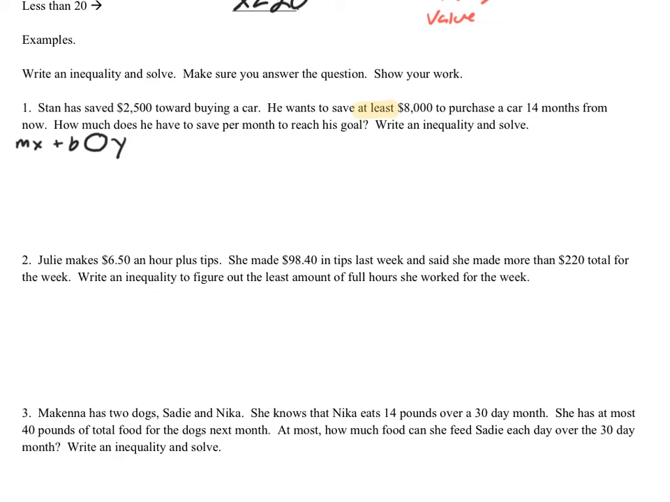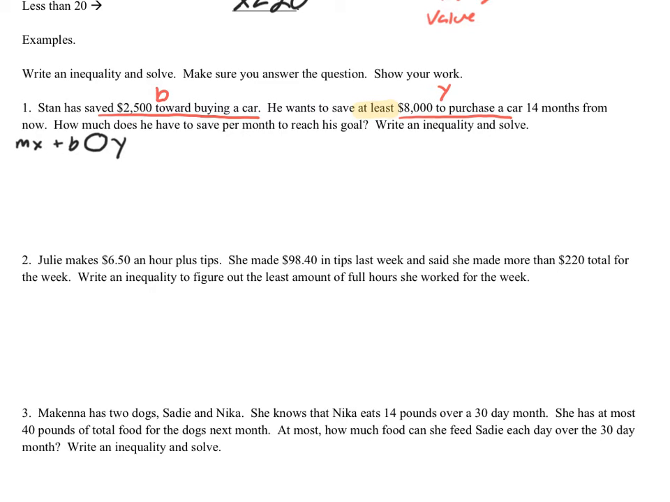Okay, so let's piece together a couple of bits here. Stan has saved $2,500 towards buying a car. This is money that Stan already has in the bank. He is starting with that amount in the bank, so that's going to be our b value, our starting value. He wants to save at least $8,000 to purchase a car 14 months from now. This 8,000 is what he wants to end up with. That's what he needs at the end to purchase his car. So that's going to be our y, or the total amount that we are looking for.